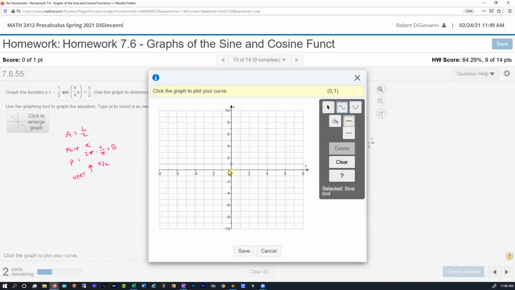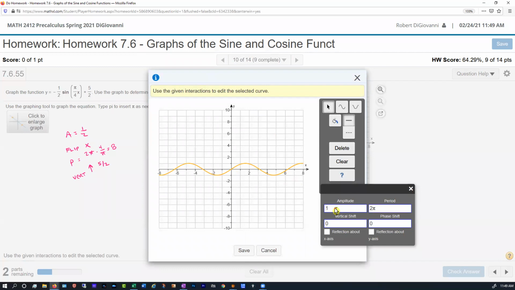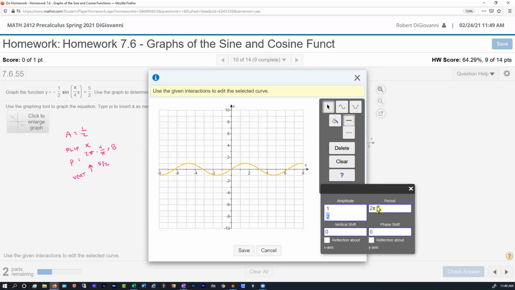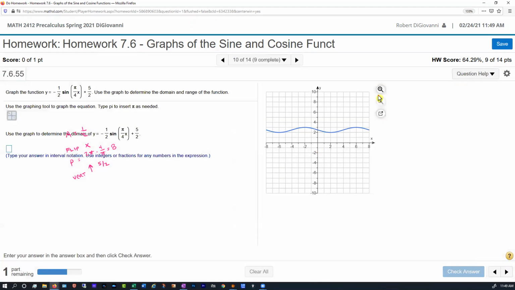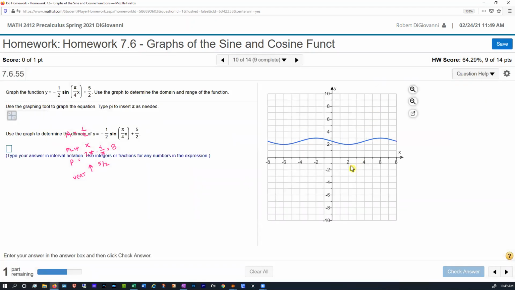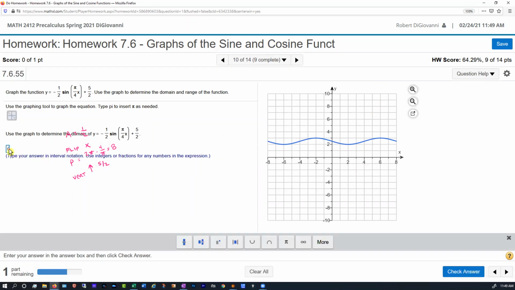It's a sine function. We have an amplitude of 1/2. We have a period of 8. We have flipping over the x-axis. And we have a vertical shift of 5 halves. Went up by 5 halves. Check that. All right. Let me make this bigger. All right, so here's the tricky part of this problem. The domain, that'll be easy. -infinity, comma to infinity.